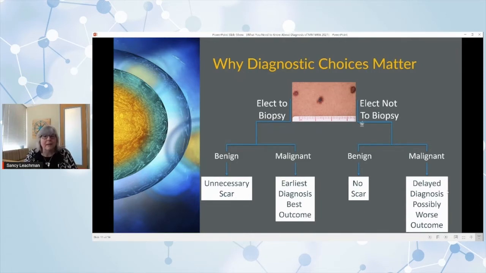It's going to keep coming, and it's not going to just disappear on its own. You've just delayed the time at which you've diagnosed, and it's very probably going to give you a worse outcome than what you would have had if you had the earliest diagnosis possible. So nobody wants to do this.